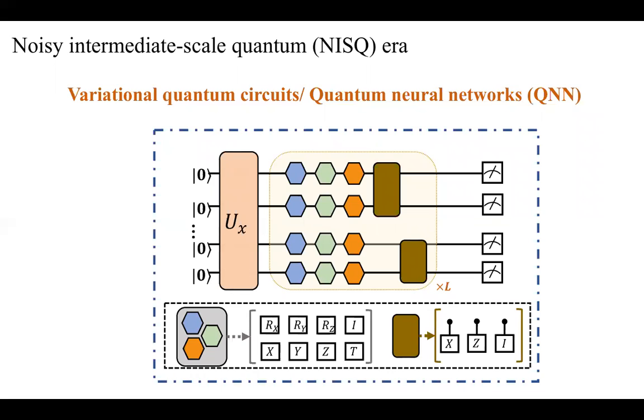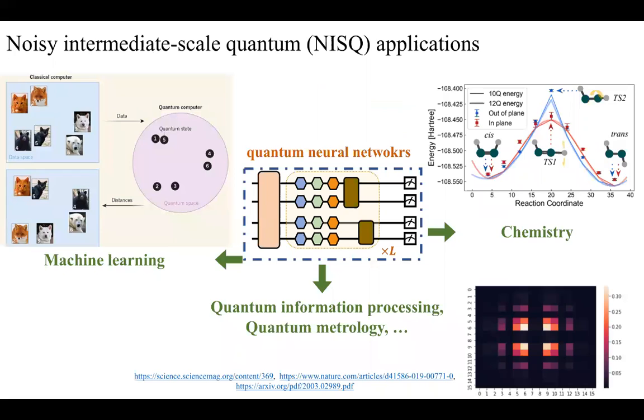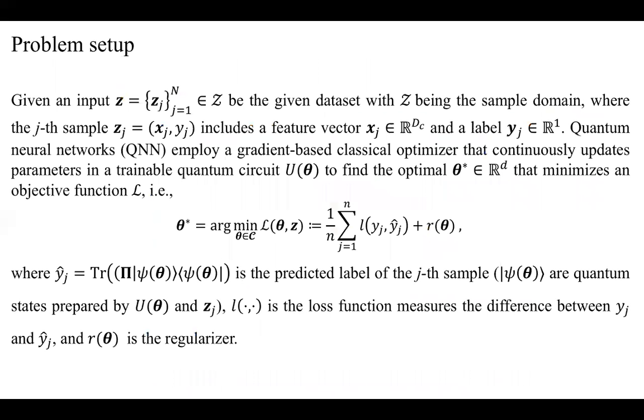To alleviate these issues, variational quantum circuits, or equivalently quantum neural networks, have been proposed. Recent studies have employed quantum neural networks to achieve machine learning, chemistry, quantum information processing, and quantum metrology tasks. Formally, the learning tasks involving quantum neural networks can be formulated as follows.